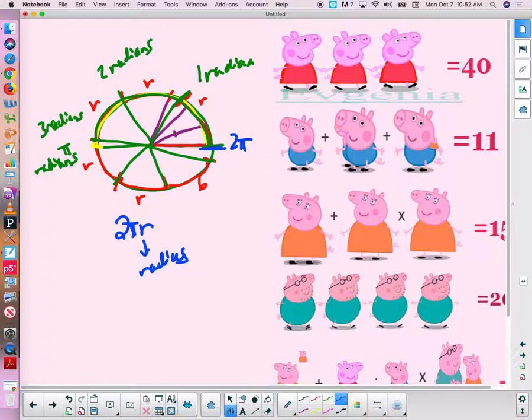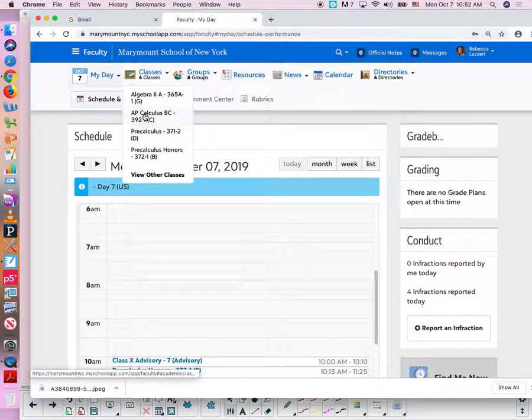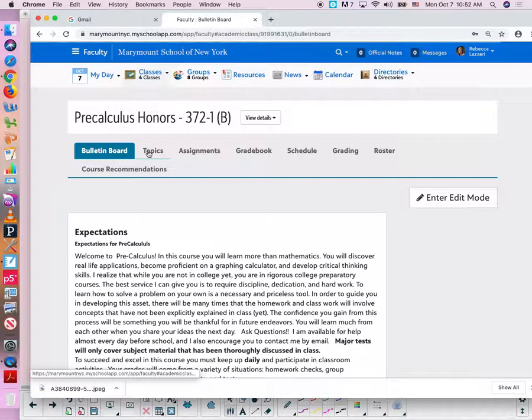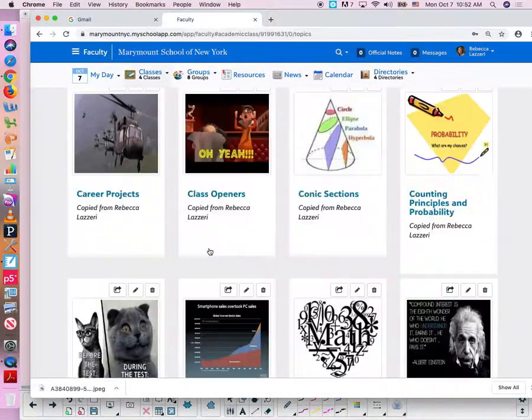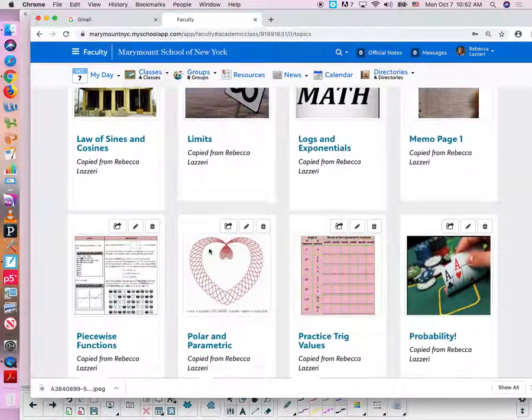Let me show you these animations now. All right, they're under topics. One of them Ms. Arkin just gave us that is really good. And so I think I have them here.